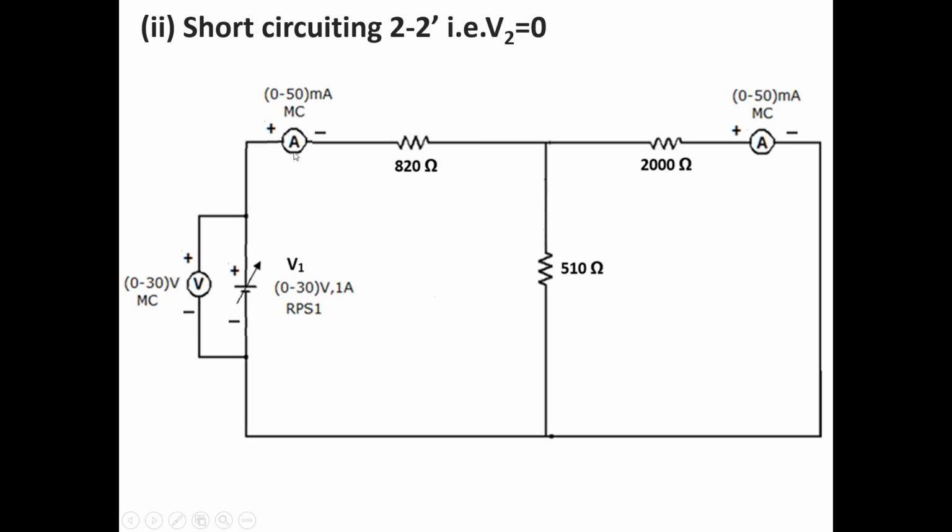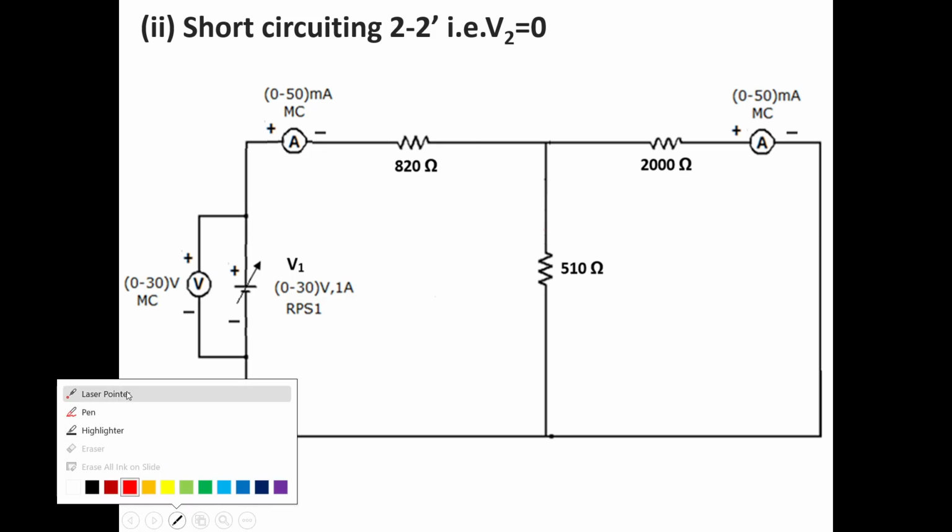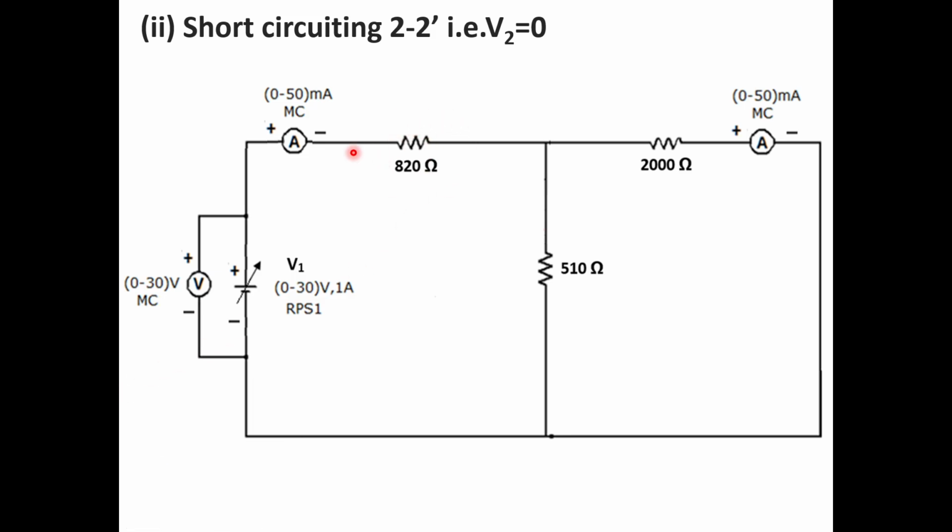We have connected an ammeter in series with 820 ohms, whose range is 0 to 50 milliamperes, moving coil type. And in series with 2000 ohms, we have connected one more ammeter whose range is 0 to 50 milliamperes, moving coil type. You can pause the video to note this down in your notes.